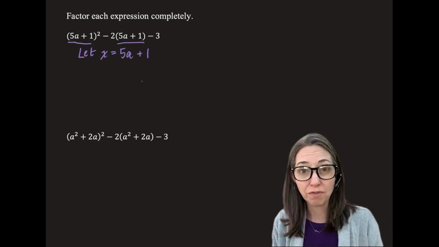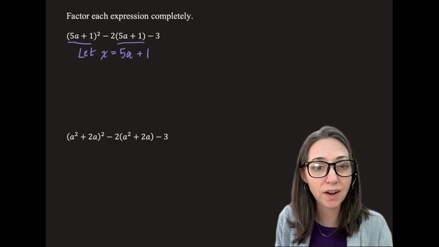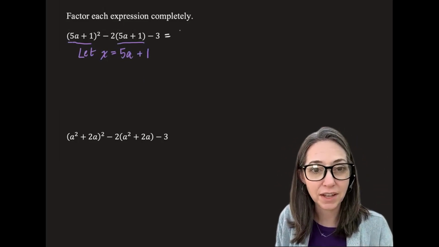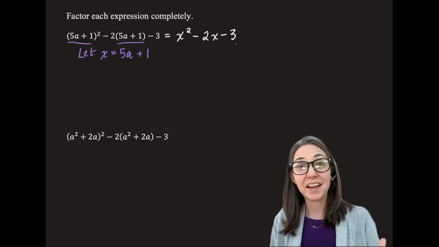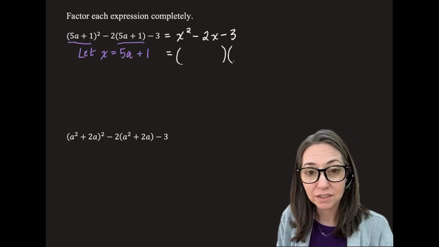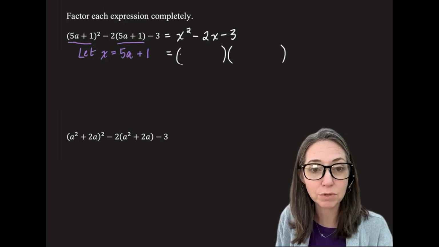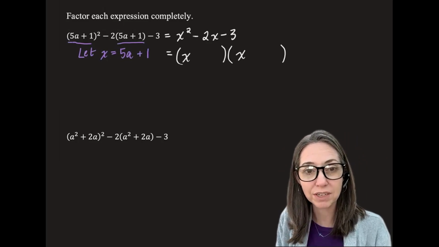Right, so x is a new variable. We're going to change each 5a + 1 quantity to an x. So that's going to become x squared minus 2x minus 3. Now that should be fairly straightforward to factor. It's a trinomial, so we will set up two sets of parentheses. We'll put an x and x, which will multiply to that x squared.